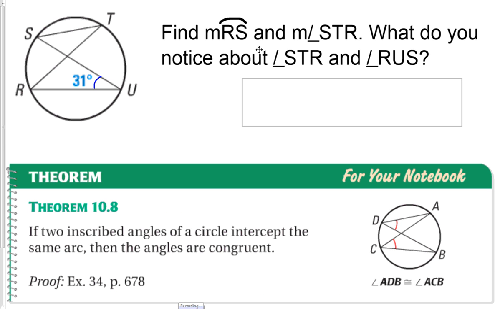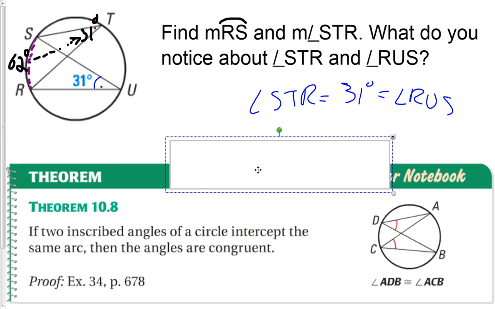Moving on, we've got find what arc RS equals and the measure of angle STR if we have 31 degrees here, right? Angle equals half arc, so 31 equals half of what number? So we times 2, we get 62 degrees for the arc, and then this happens to belong to this inscribed angle as well, and so angle equals half arc, and this one equals 31, and look, they both have the same intercepted arc. These two angles have the same arc, and so they are going to be congruent.